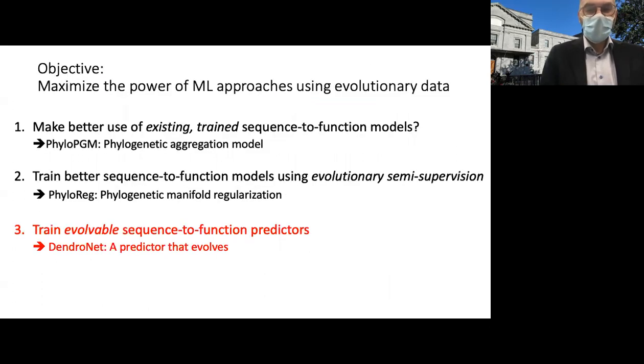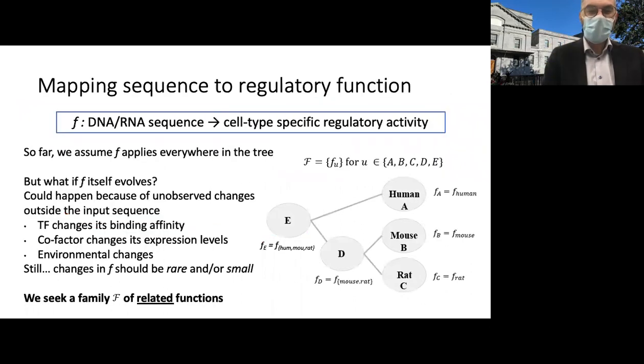Okay, I'm going to skip over this last item, except to say that until now, everything I've said in this context makes the assumption that this function that relates DNA sequences to biological function does not change over time. That's the assumption that we've made, that we want to learn it, and it's the same in human and in mouse and in chimp. But it's not always true that this function does not change.